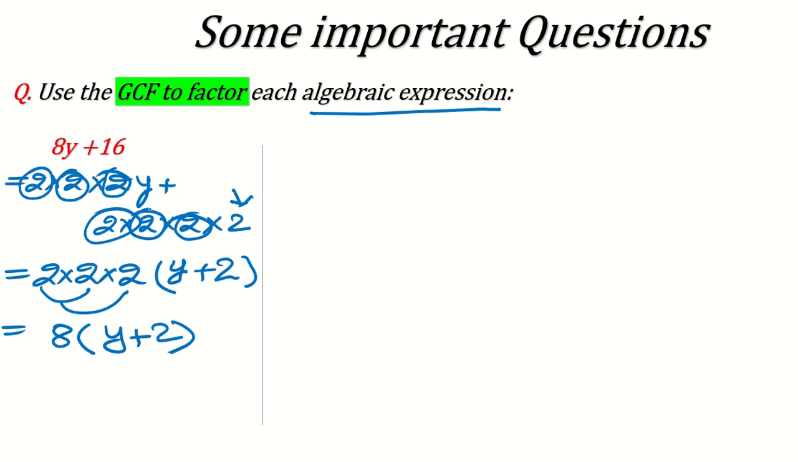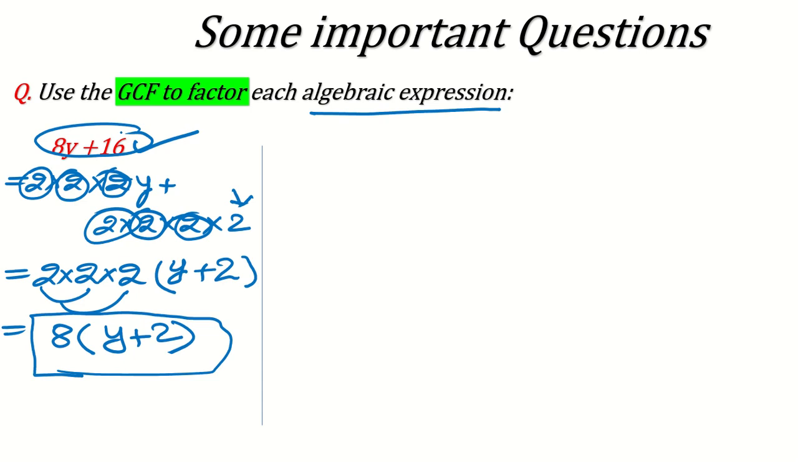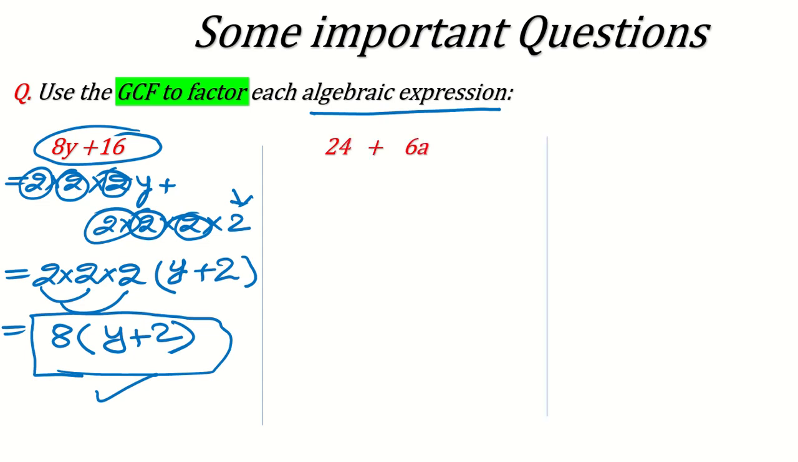Okay, you can see this is the reverse of the question that I explained to you. Means if this is the question, they will say apply distributive property to expand, so you will get this answer. If they say this is the question, then apply GCF to factor the expression, so this will be the answer. Okay. Now the another question is 24 plus 6a.